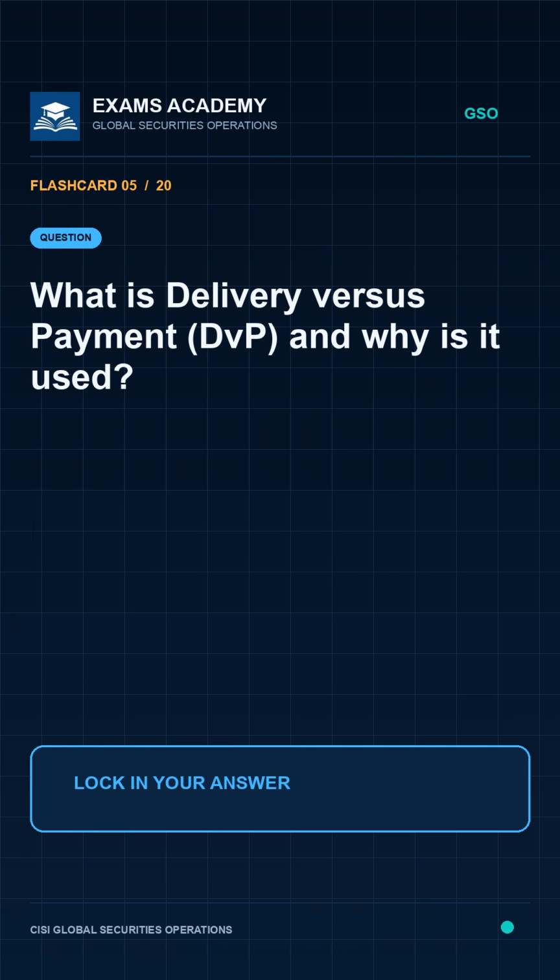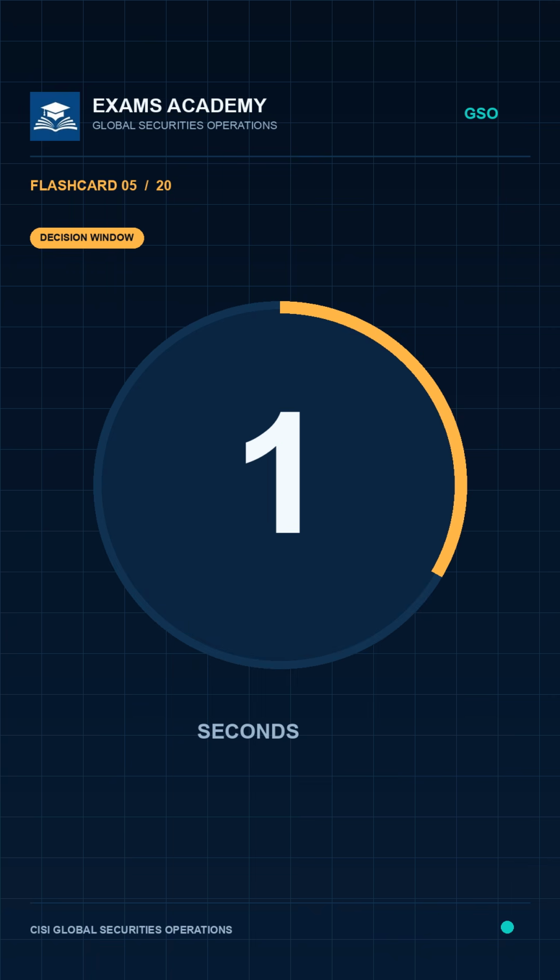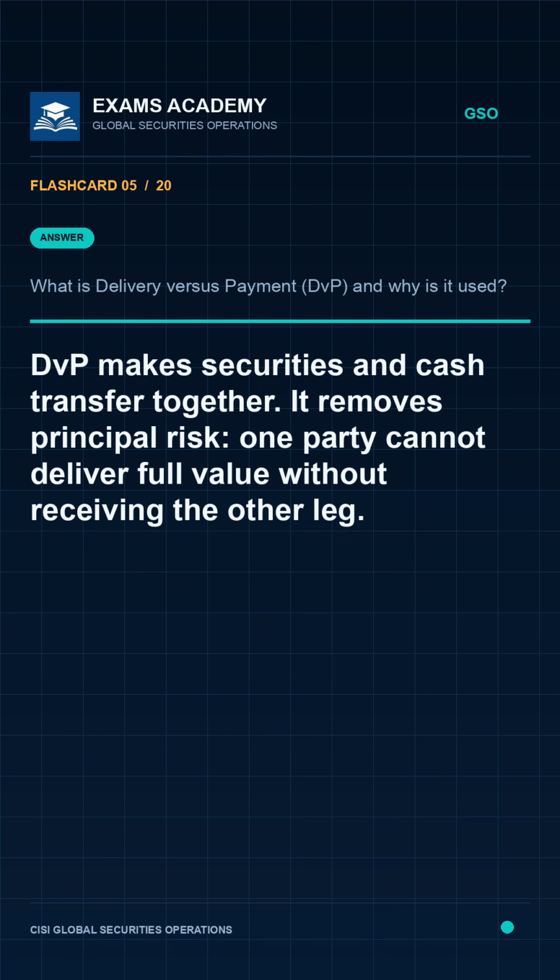Question 5. What is delivery versus payment, DVP, and why is it used? Answer. DVP makes securities and cash transfer together. It removes principal risk. One party cannot deliver full value without receiving the other leg.